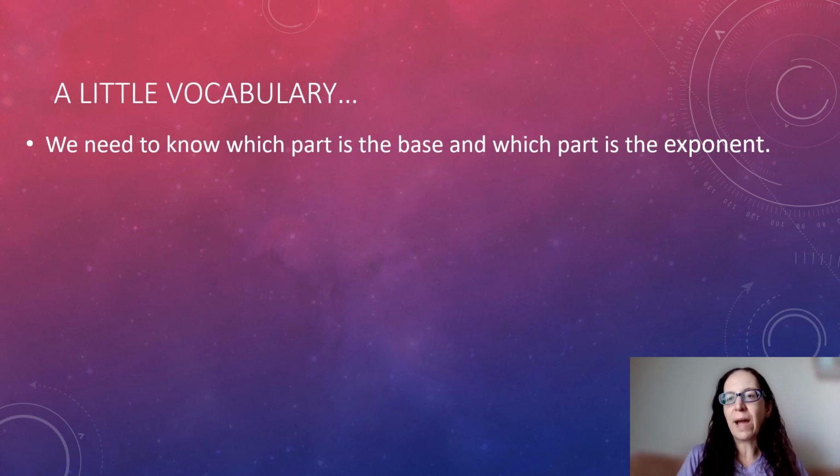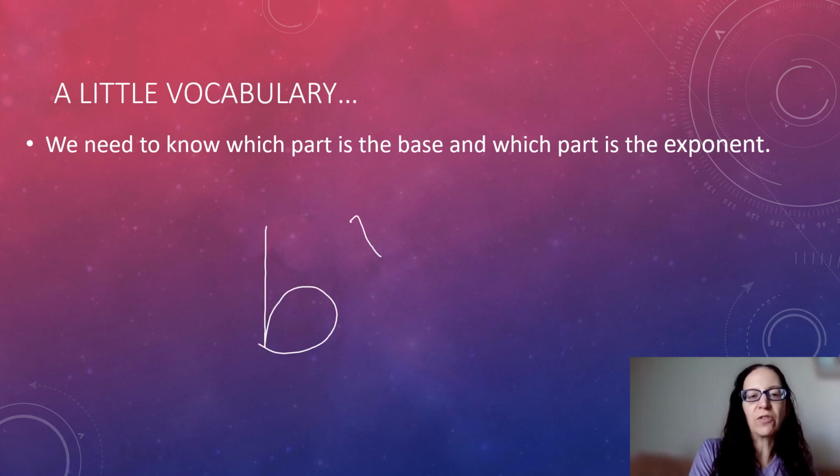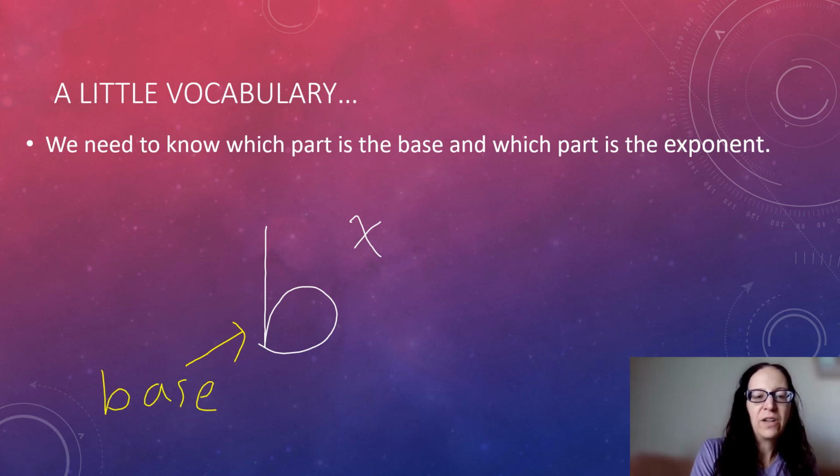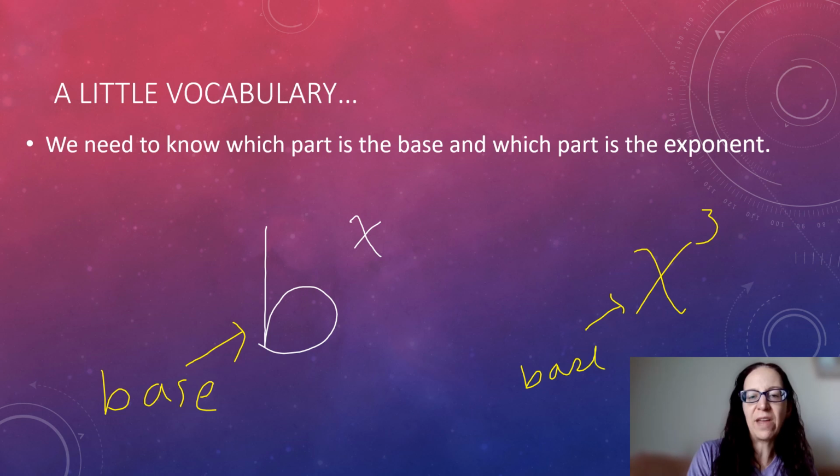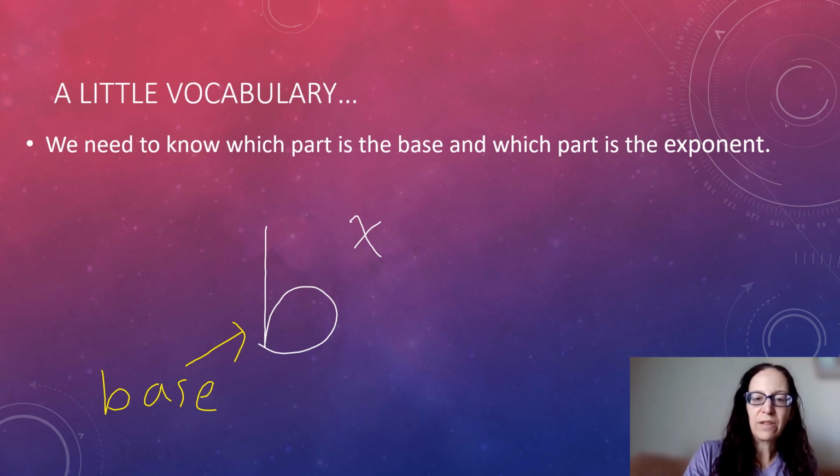Now, a little bit of vocabulary here. We need to know which part is the base and which is the exponent. So when we're talking about exponentials, we have like b to the x power, okay? This is the base. If you had, say, x to the third power, the x would be the base. That is not exponential, but the vocab doesn't change because math is consistent like that. And then this here is the exponent.